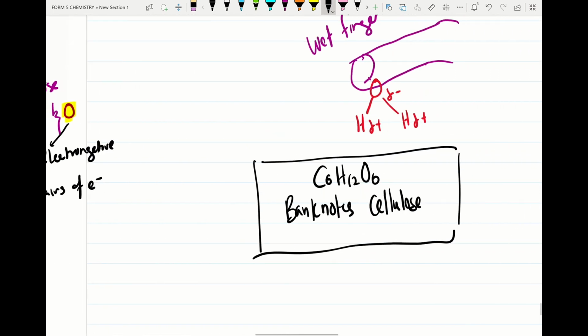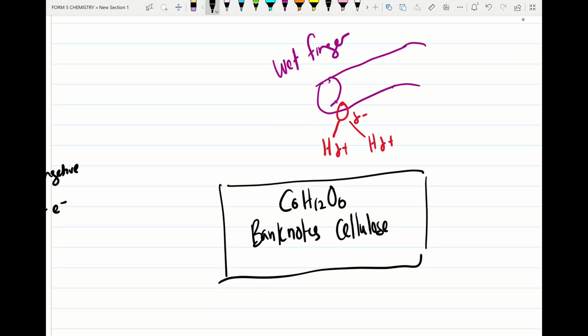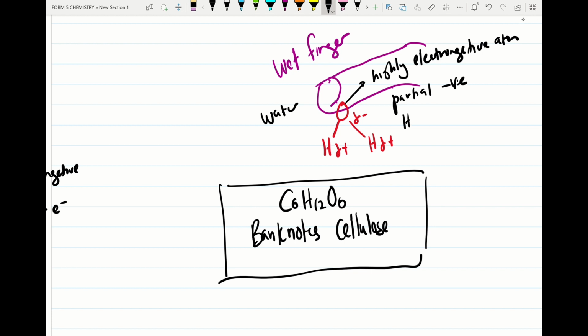All right, so we check when the wet finger has water. In water we have an oxygen atom. This oxygen atom is a highly electronegative atom. So what will happen? The shared pair of electrons will be pulled towards the oxygen atom. Thus, this causes the oxygen atom to become partial negative. The hydrogen atoms become partial positive. So we will represent with this symbol. Thus, the water molecule becomes a dipole.